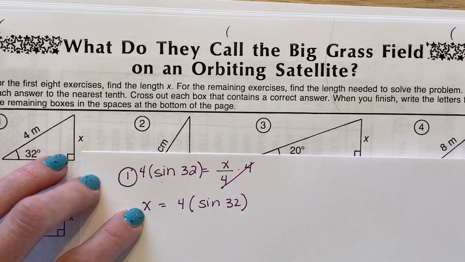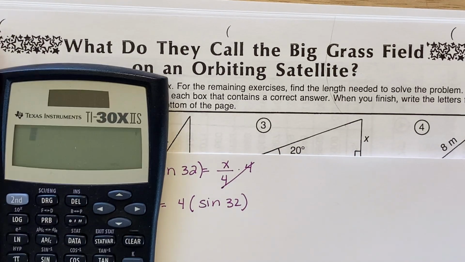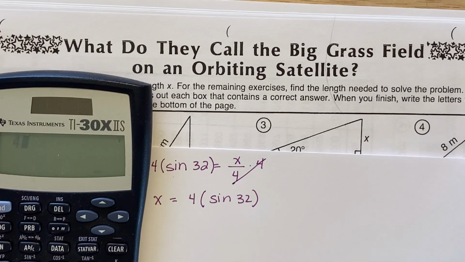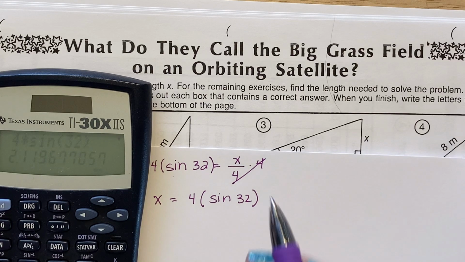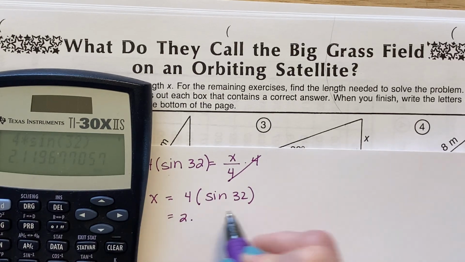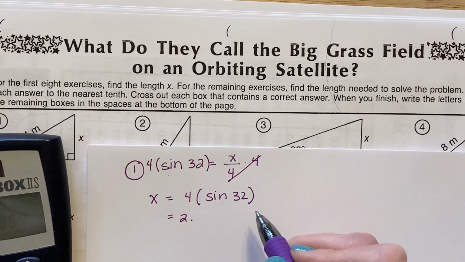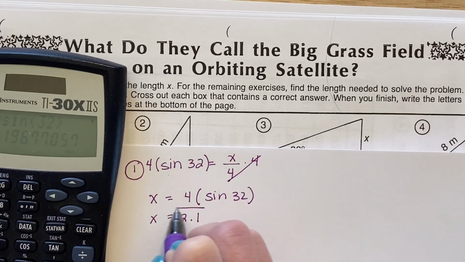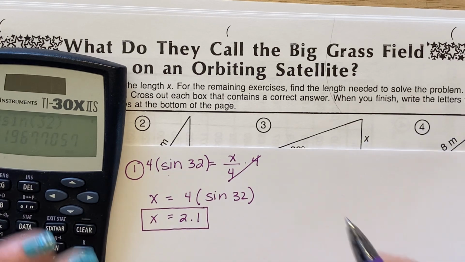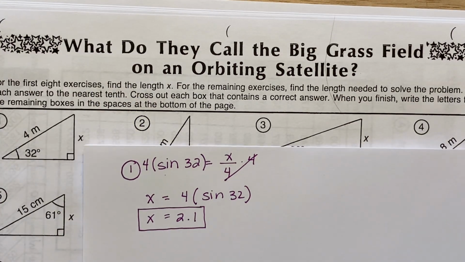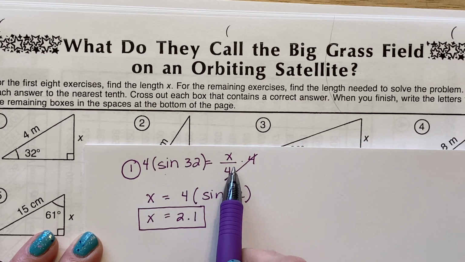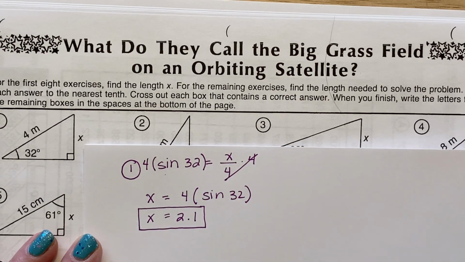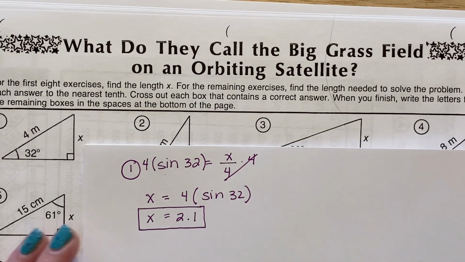Now that you have x solved for, you're just going to type this entire thing into your calculator. 4 times the sine of 32 degrees, and that equals 2, and in this one, I think it's round to the nearest tenth, so this would be 2.1. So x is 2.1. Yay! Okay, so set up your equation and then go ahead and solve for it, and don't plug in your sine or whatever it is until the very end.